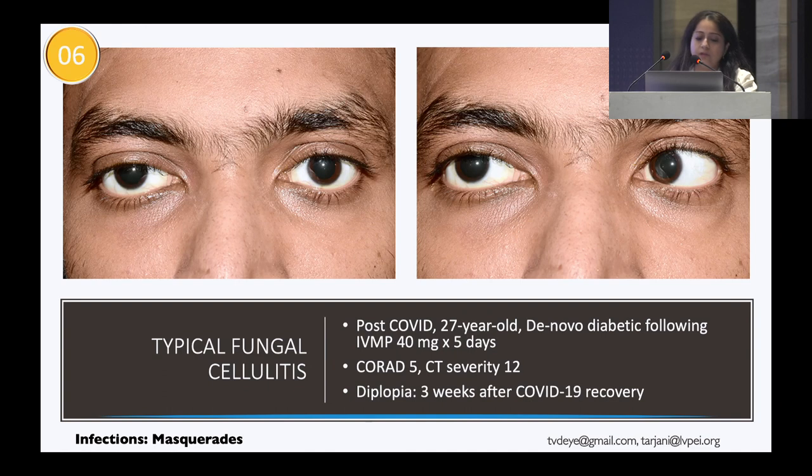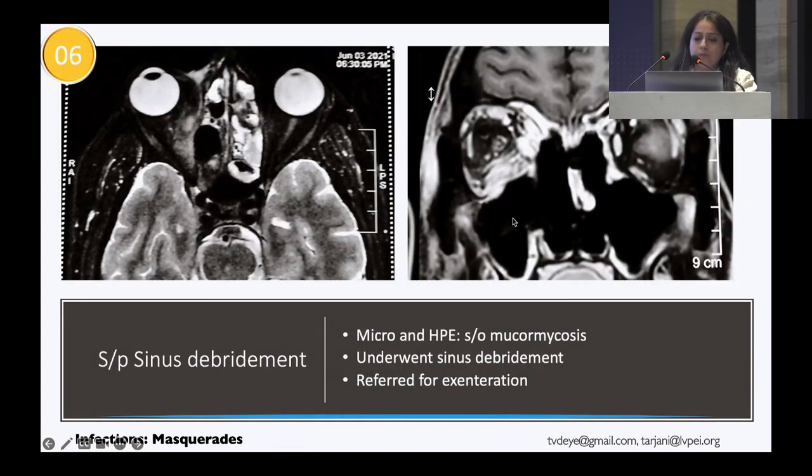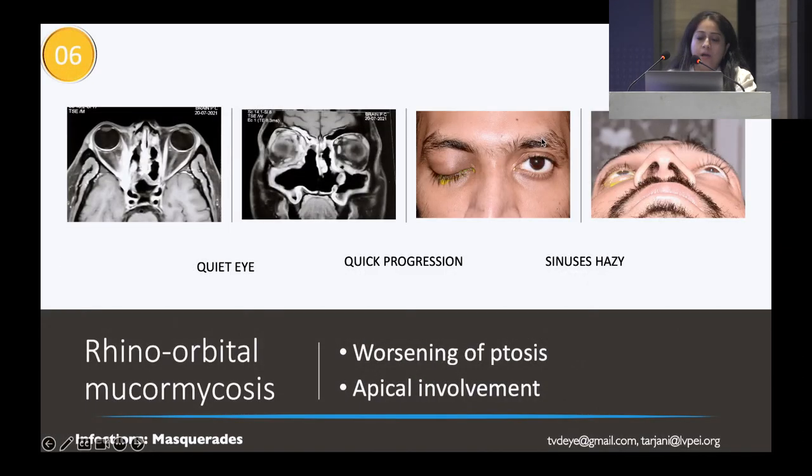So this is one such gentleman with mucormycosis. Look at the subtle restriction of abduction in the right eye. He was post-COVID, and this is a scan which is shouting out loud that it is mucormycosis. Sinuses are debrided; you don't see any turbinates there. He's already had that, and the orbit is involved. And in a matter of a day, he went from that subtle restriction of abduction to total ophthalmoplegia over here. This is what fungus can do.